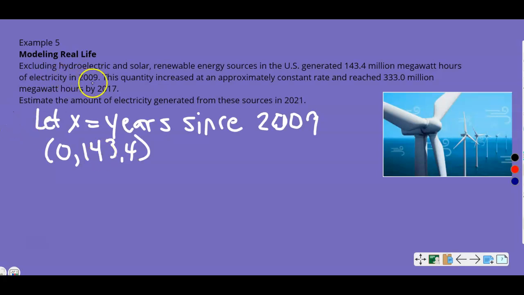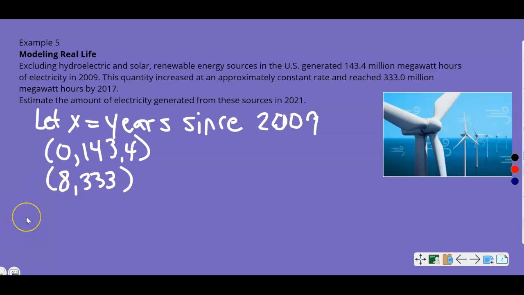All right, we also can calculate how many years 2017 is from 2009. So 2009 up to 2017 would be 8. 8 years from 2009 to 2017. We also know that in 2017, the y value is 333 million megawatts. All right, now that we have 2 data points, we can write an equation.